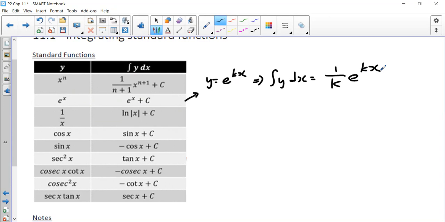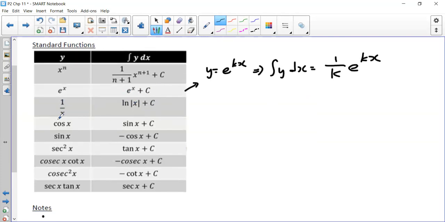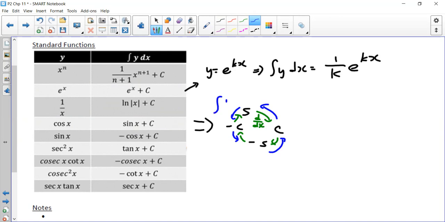What about 1 over x? To integrate 1 over x is ln x, because we know differentiating ln x will give you 1 over x, and plus c. Cos x, sin x, these 2 are familiar with the clock. Remember that? The clock thing, where you've got sine, cos, negative sine, negative cos. If you go clockwise, that will be differentiation. But if you go anti-clockwise, that will be integration. Right?